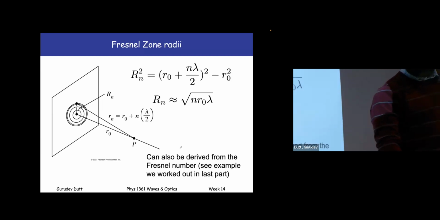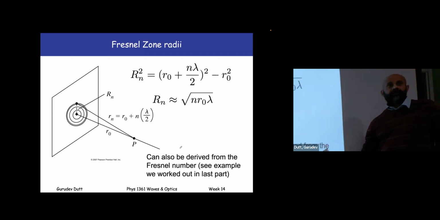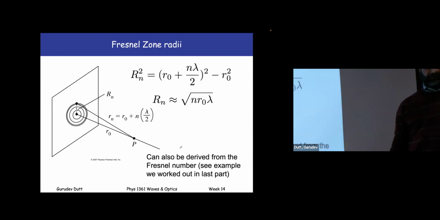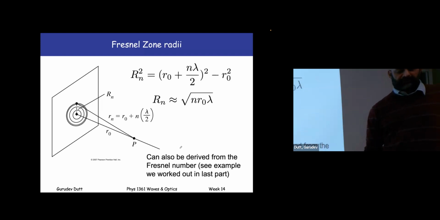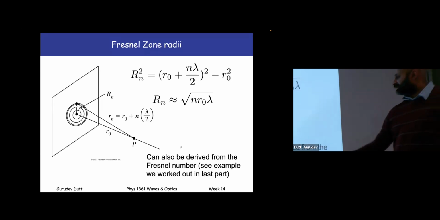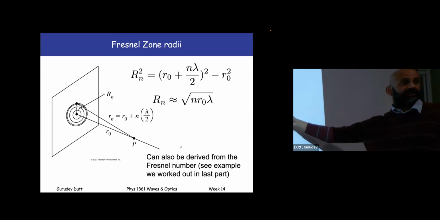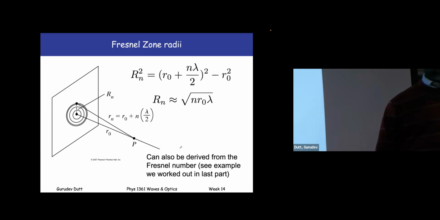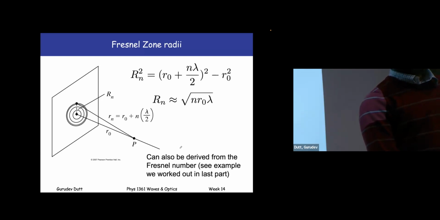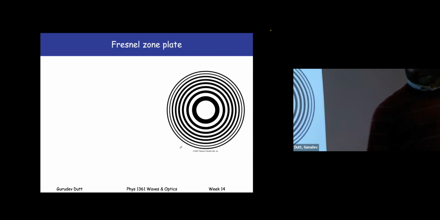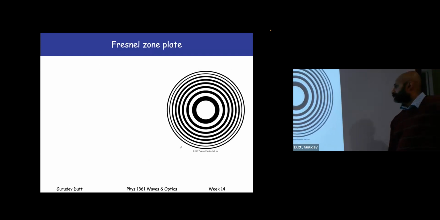Okay, so that is in fact the same result that we got from the Fresnel number. So if you go back and look at the example I worked out in the last part, or you look at the number and take the limit when the source is infinitely far away, then you'll indeed get this same exact radius for the Fresnel zone. And this is a nice result and important because it tells you how to construct various things, like, for example, this next object, which is called the Fresnel zone plate.